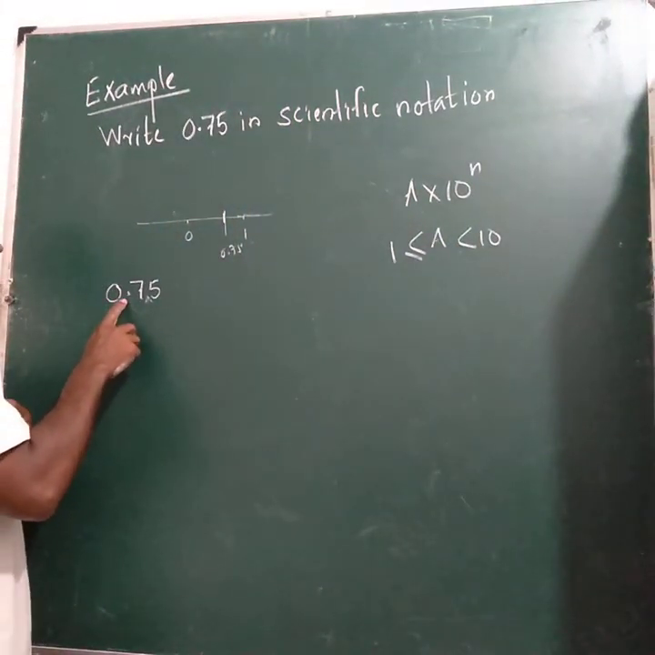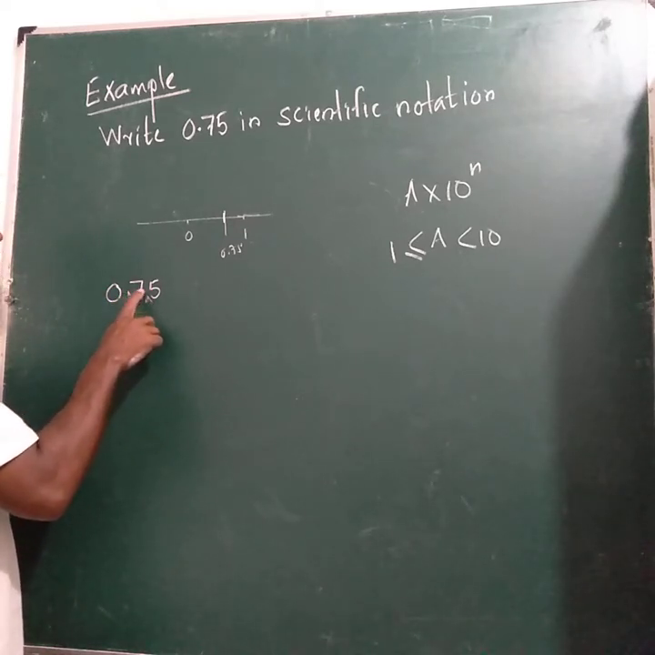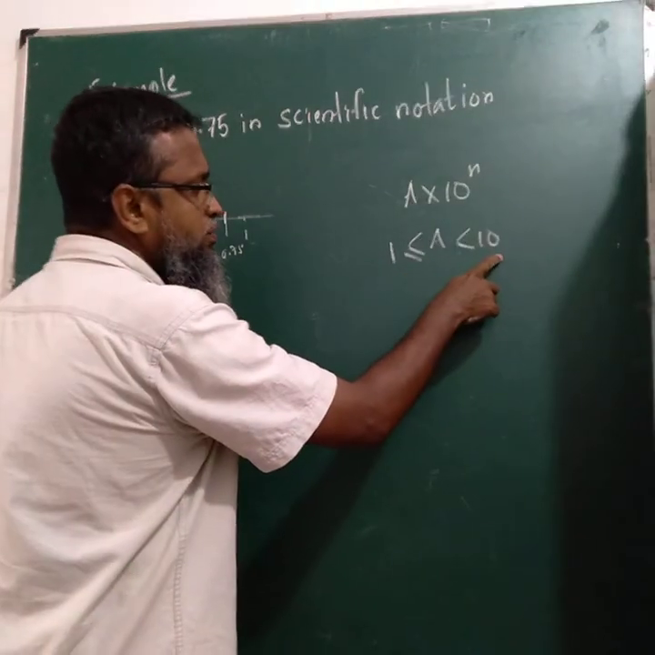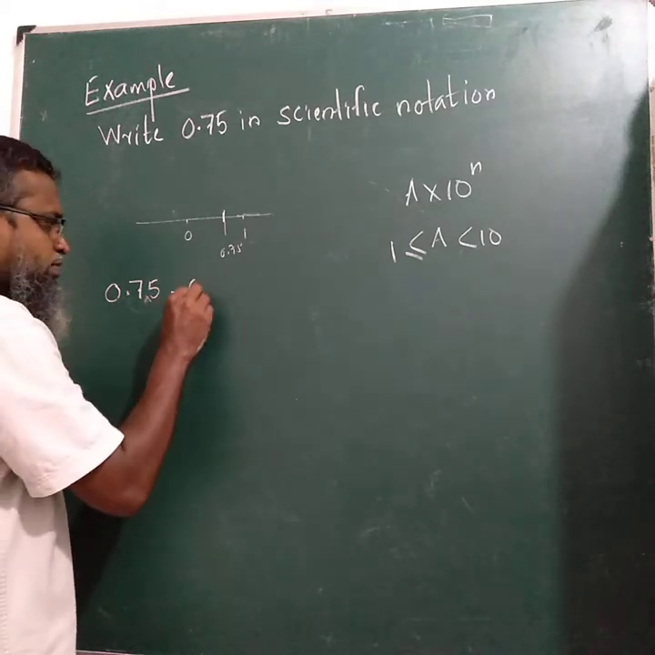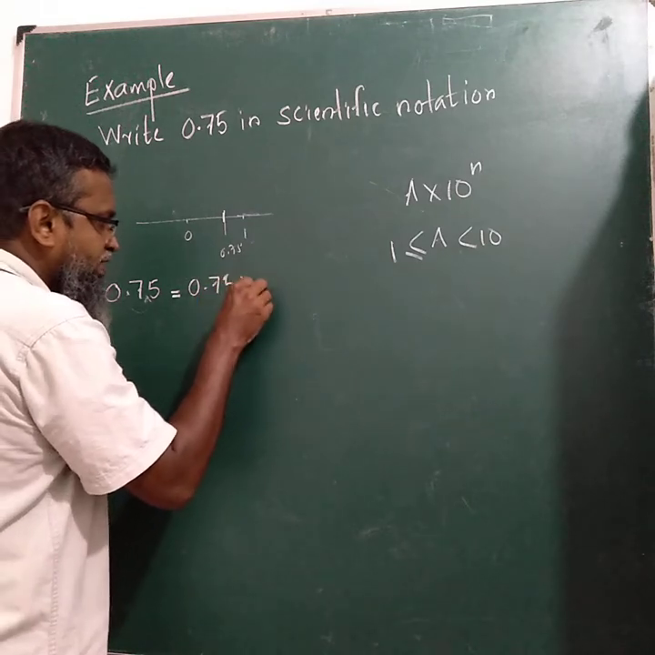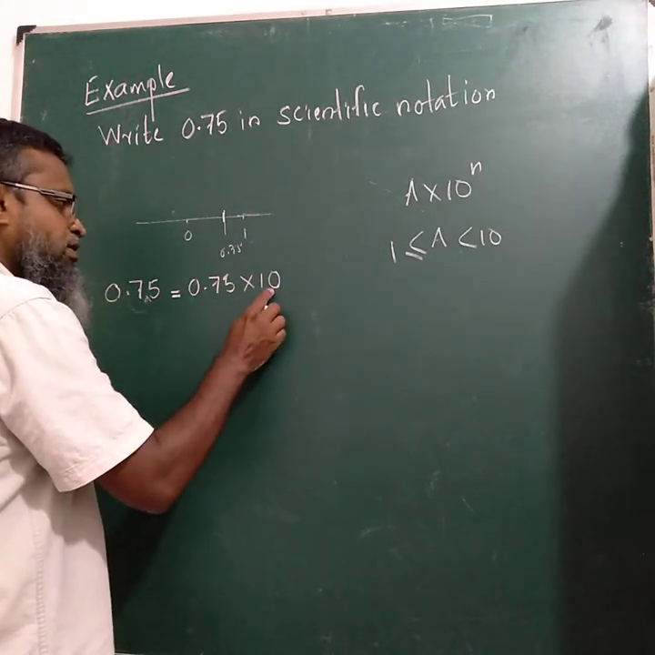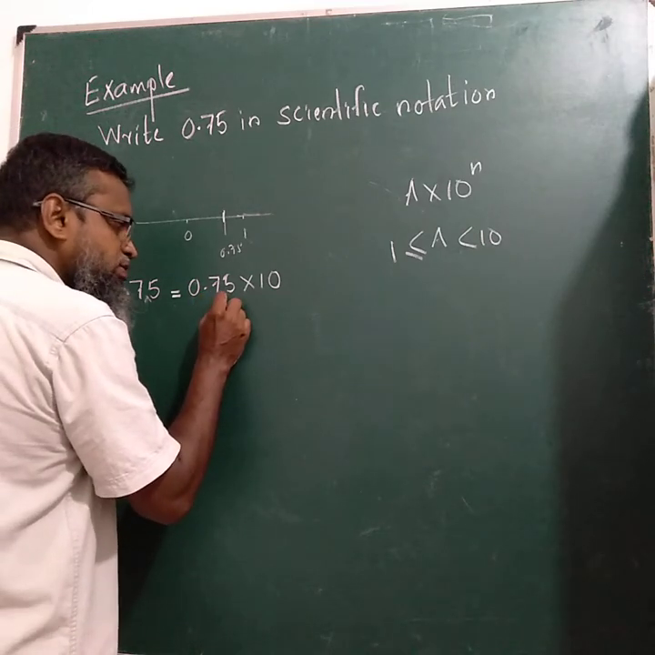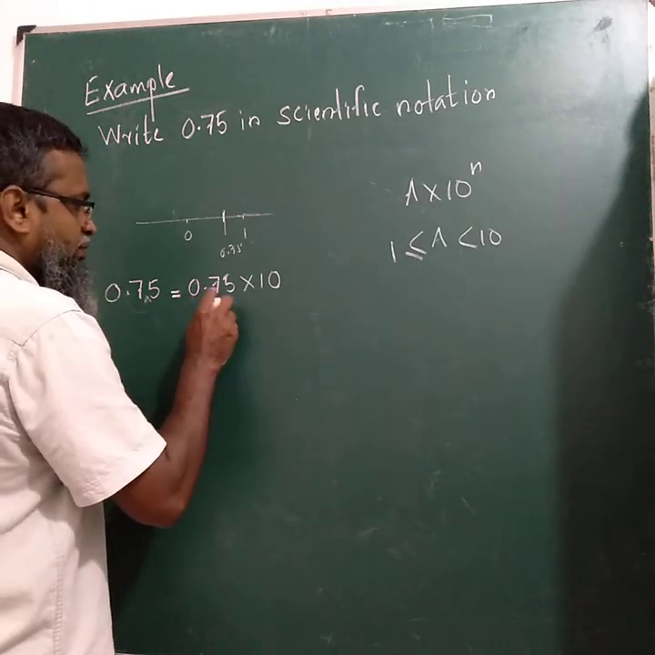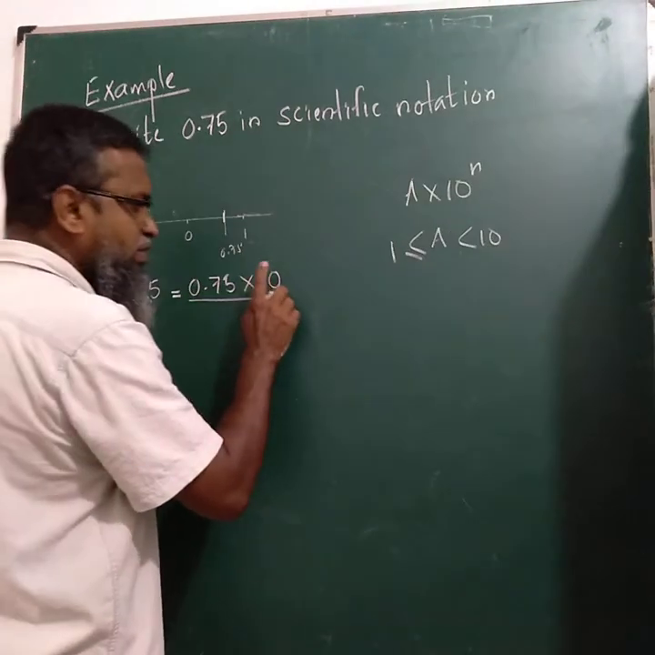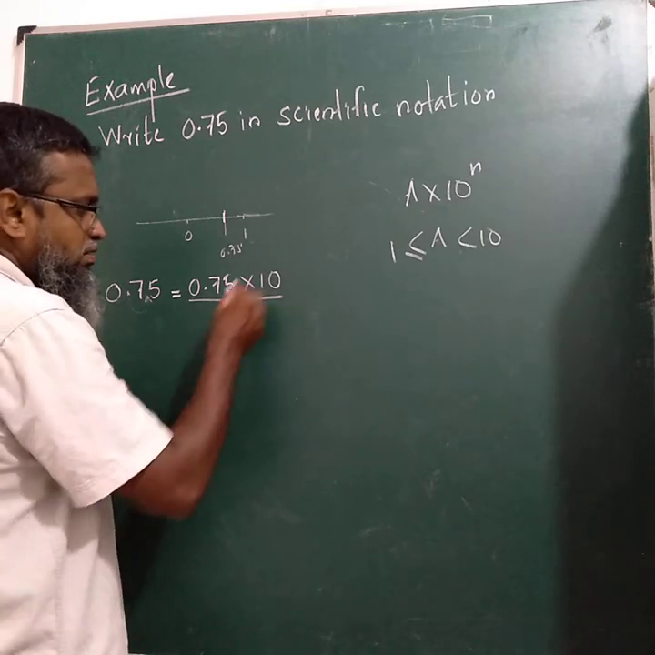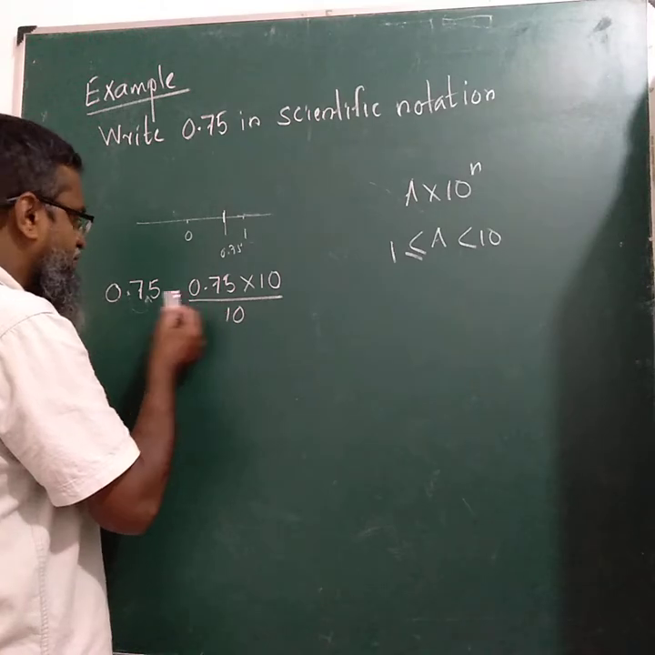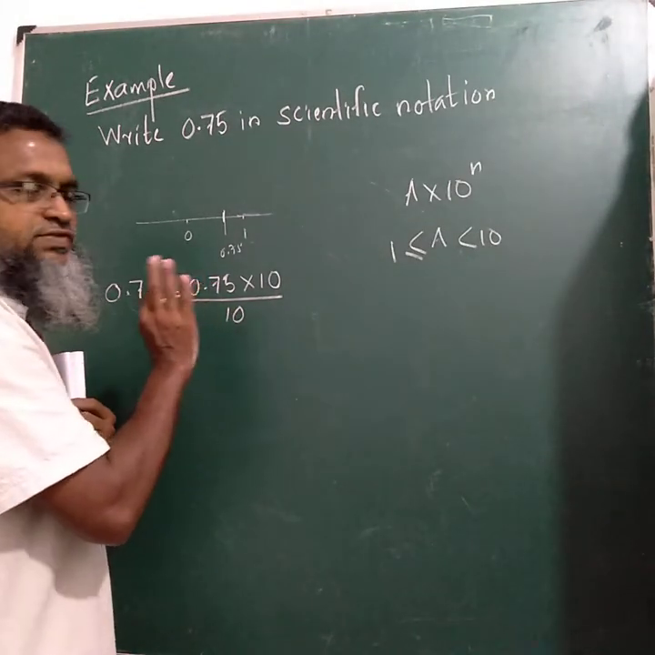So if you shift it to here, you get 7.5. 7.5 is in between 1 and 10, no? To make the decimal point move to here, 0.75 should be multiplied by 10. If you multiply by 10, the one digit will move to here, and then you get 7.5. So 0.75 into 10. But you should not just multiply by 10, you should divide it also by 10. Then this 10 and this 10 will be cut, and you get the same. So no changes we have done.